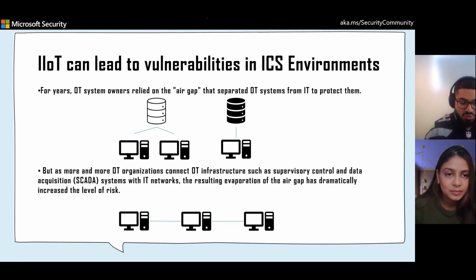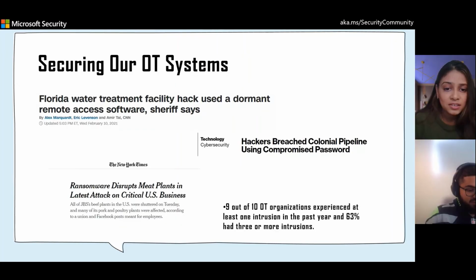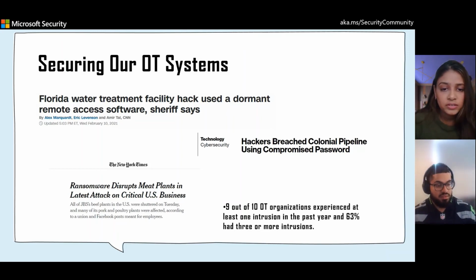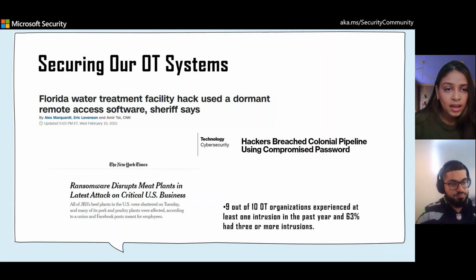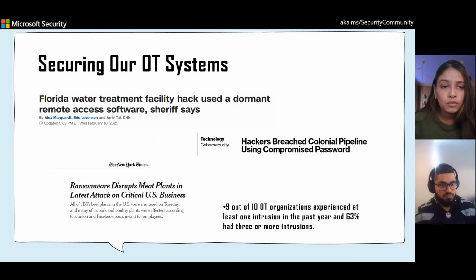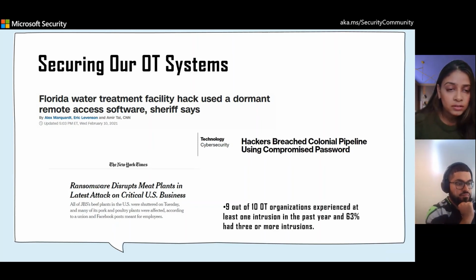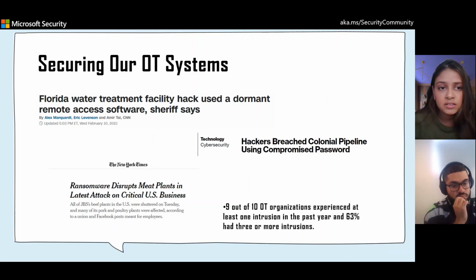Do we see situations like that in the real world, that attacks have already caused this kind of damage? Yes, we definitely do. As of last year, 9 out of 10 organizations experienced at least one intrusion, and 63% had 3 or more intrusions. We've also seen a lot more of these breaches on our critical infrastructure in the news lately. Last year, there was an attack on a Florida water treatment facility that almost led to 15,000 residents being poisoned. Thankfully, the attackers were caught on time and no one fell sick, but that's really scary.